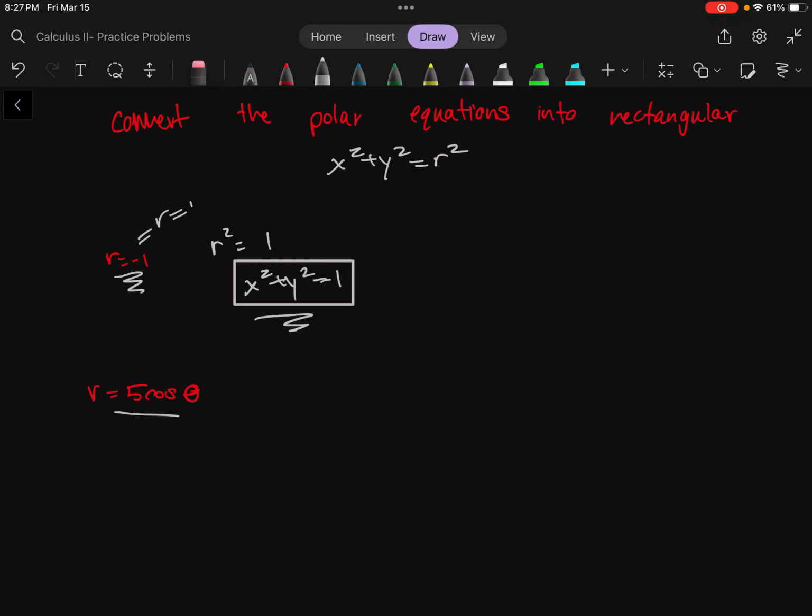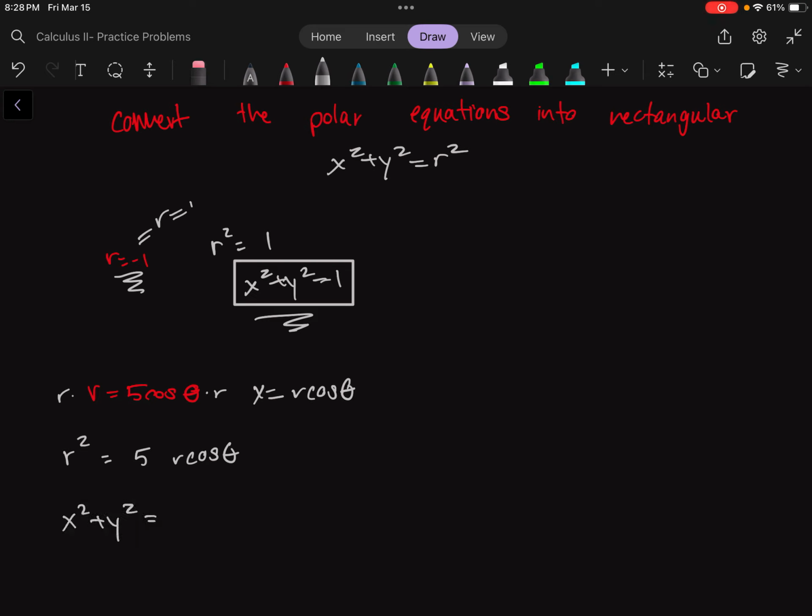How about this one, though? r equals 5 cosine theta. How are we going to get rid of the r's and the thetas? Well, we know that x equals r cosine theta. And we want an r on each side. If we multiply both sides by r, then we have r squared. That's good. And 5r cosine theta. That's good. We can now make the substitutions.